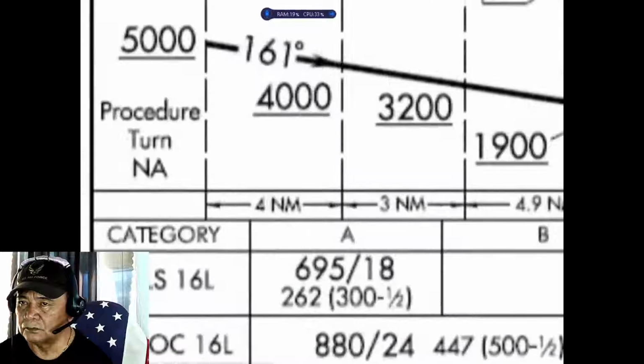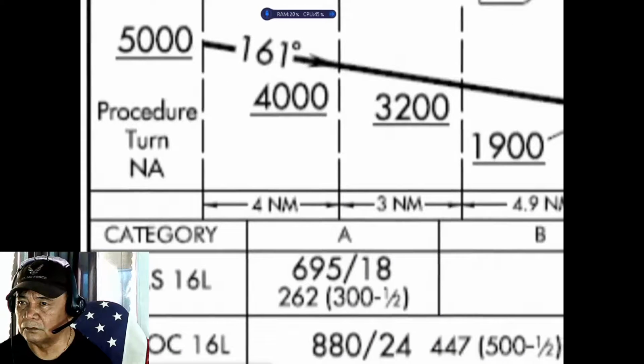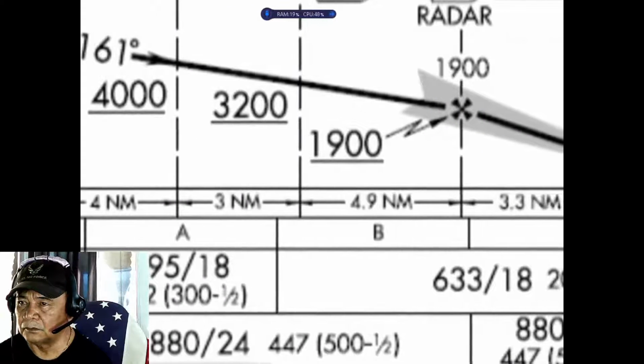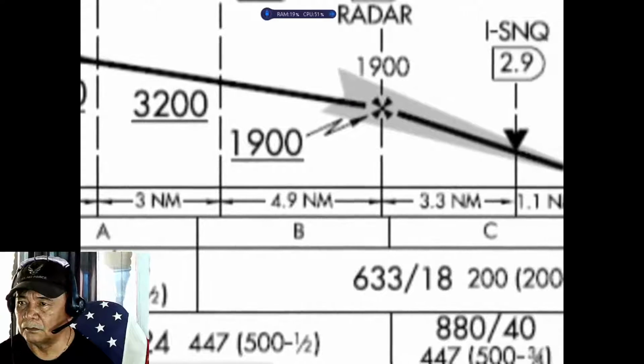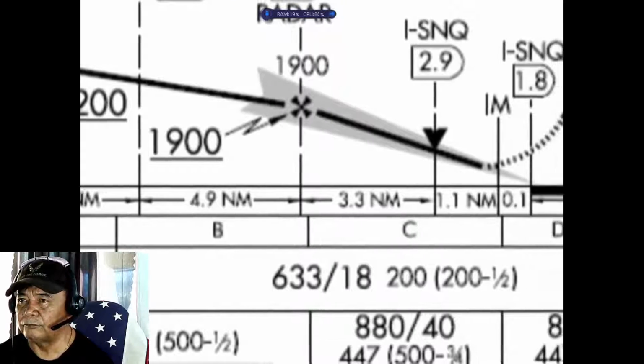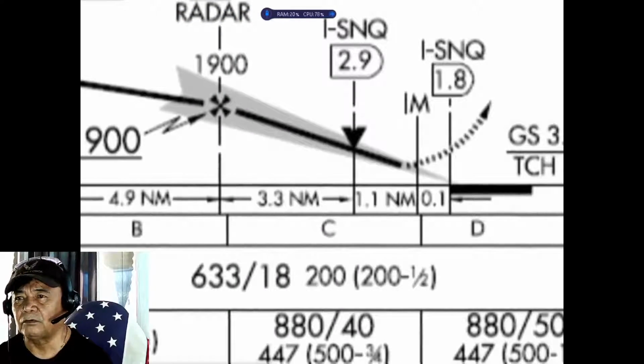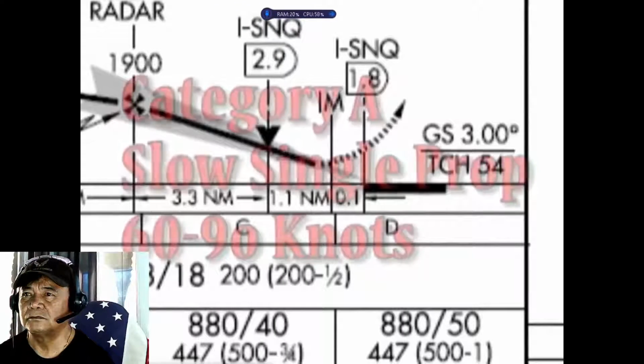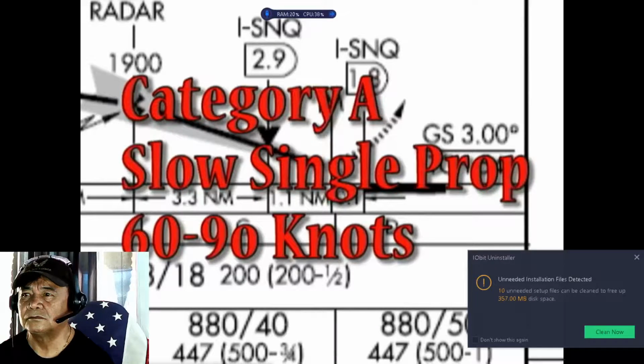Approach minima category. An approach plate will list different categories for approaches, such as A, B, C, D, E, and copter, and they're based basically on airspeed of your aircraft. So Seattle has A, B, C, and D. Category A is aircraft that are usually slow, single prop, 60 to 90 knots.